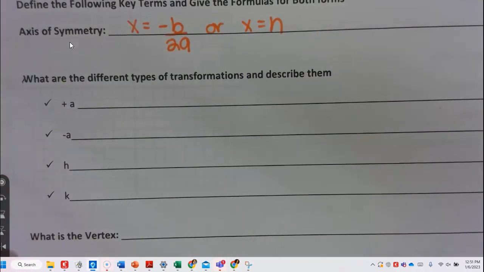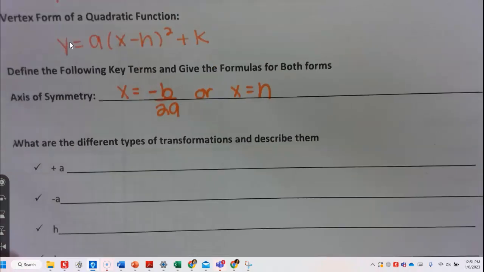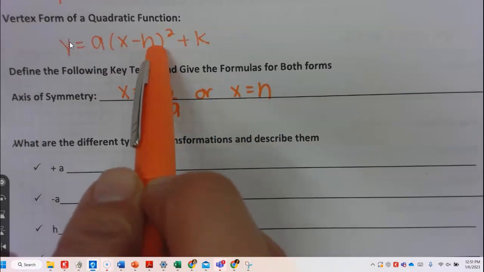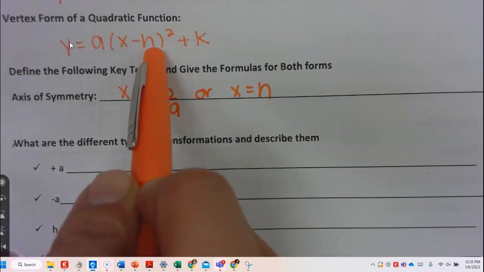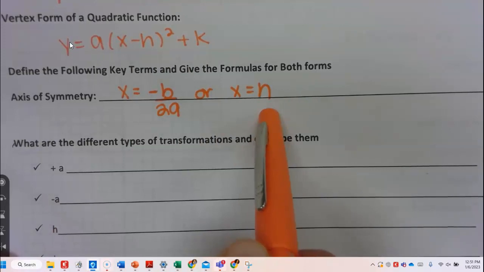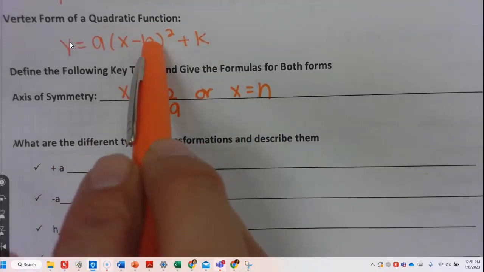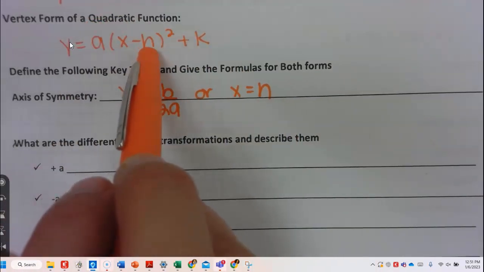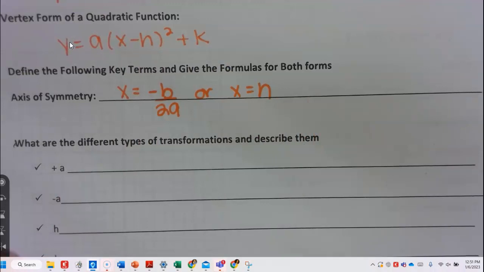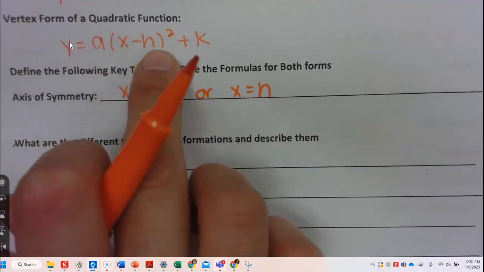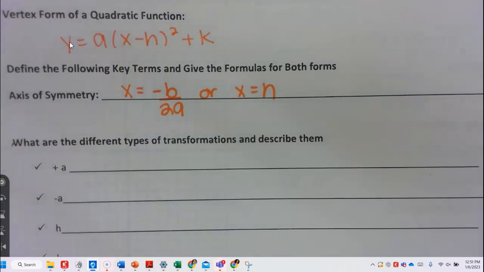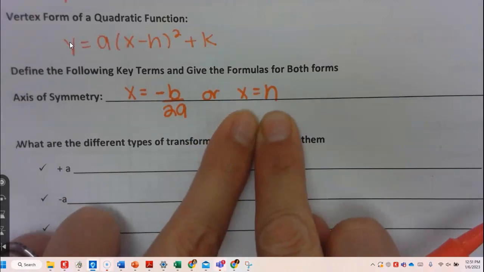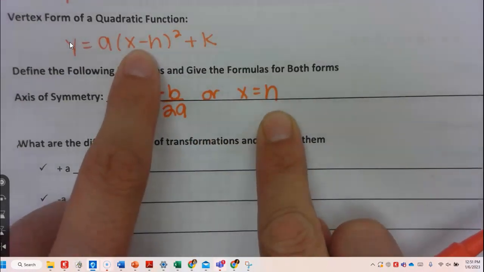Because the formula itself is x minus h, the h value in the formula is the opposite in here. So if this is x minus h in the formula, this h is positive. If it's x plus h in the formula, then it's negative, because what's happening is you have minus a minus, and that's why you're seeing it as a positive. So they're opposite signs. The h value in the axis of symmetry is always the opposite sign of what it is in vertex form.